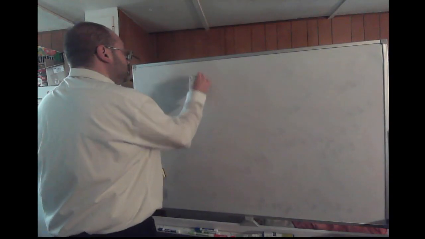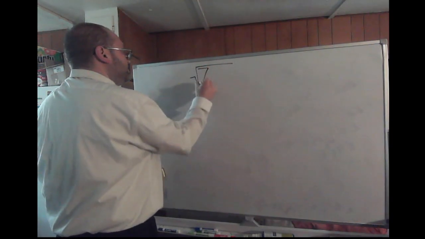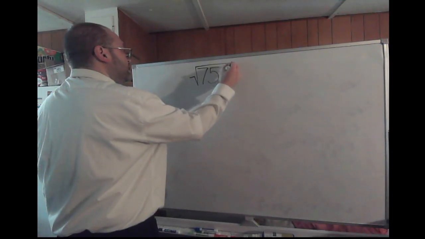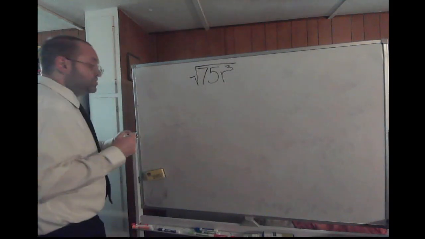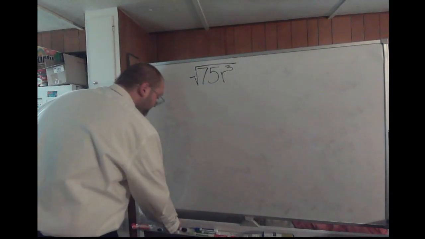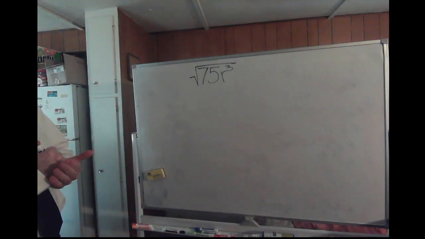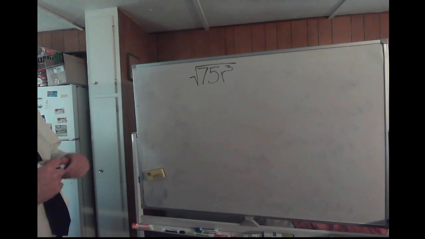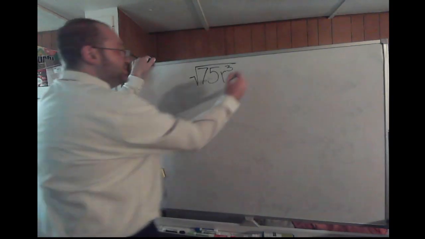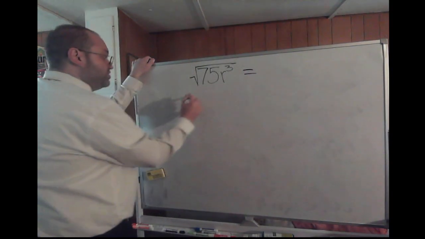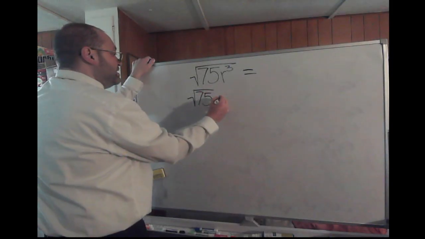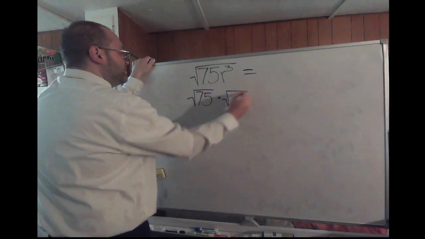Oh, good one. Square root of 75 r to the third. So we got the square root of 75 r to the third. Well, this is a good one. We'll still split this into 2 parts. We'll take the square root of 75 times the square root of r to the third.